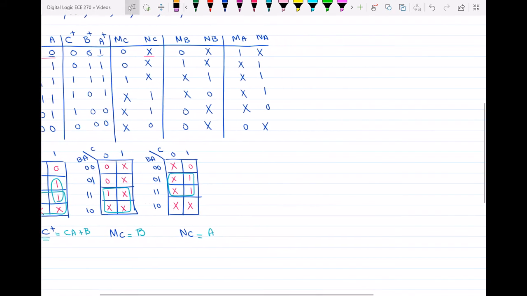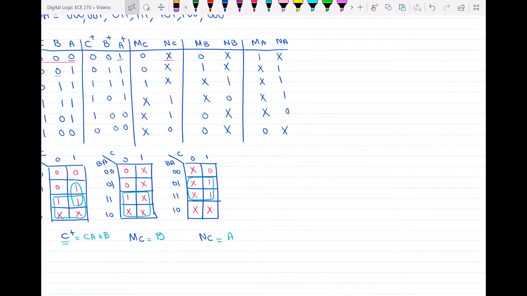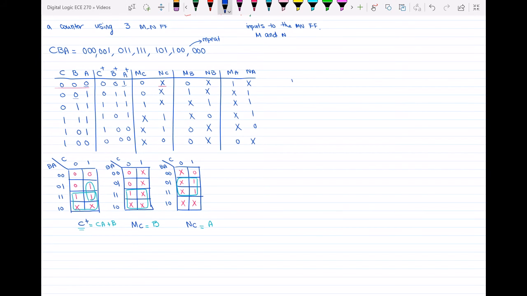Okay, so this was for flip-flop C. Then let's do it for flip-flop B. And at the end, we'll do it for flip-flop A. All right, so I'm going to draw 3 more flip-flop Karnaugh maps.